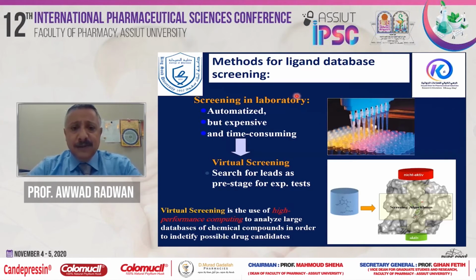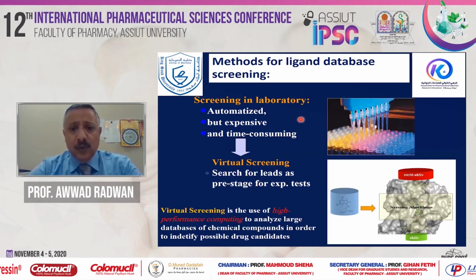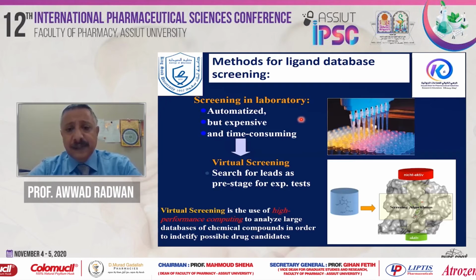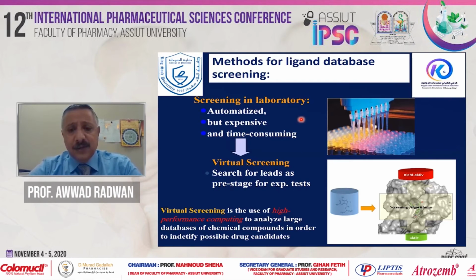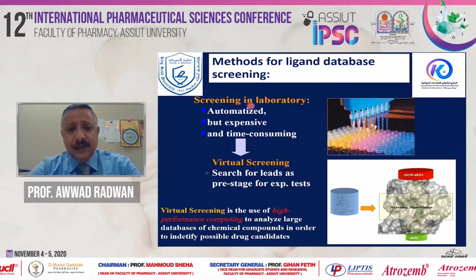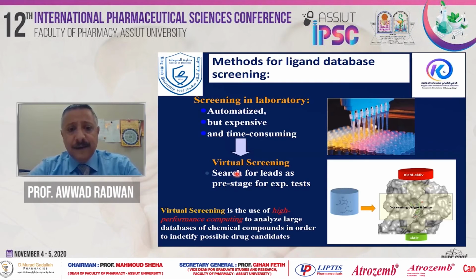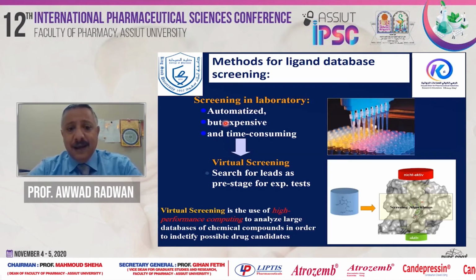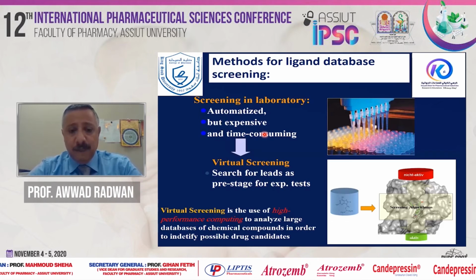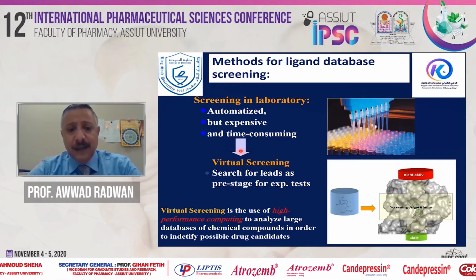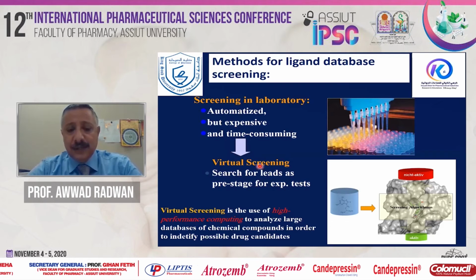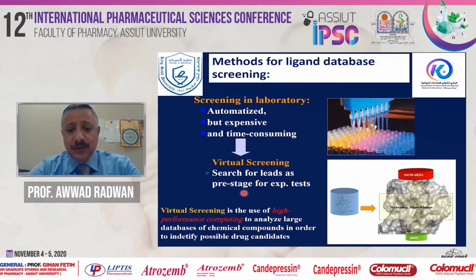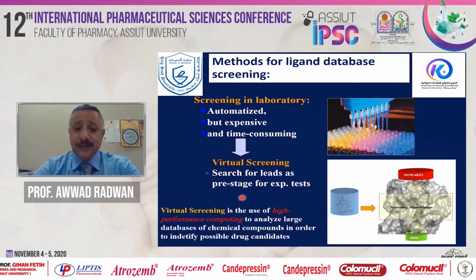Database searching is the target of the pharmaceutical companies to save money and time. There are two types of database searching, either screening in the laboratory or virtual screening. The screening in the laboratory, although it is an optimized process, is still very expensive and time consuming. So the pharmaceutical companies have turned to virtual screening of the databases to search for leads as a pre-stage for experimental testing. What is the virtual screening process?